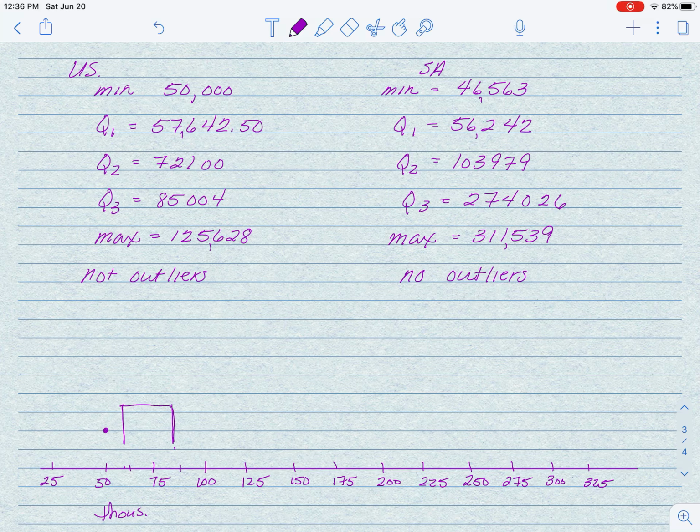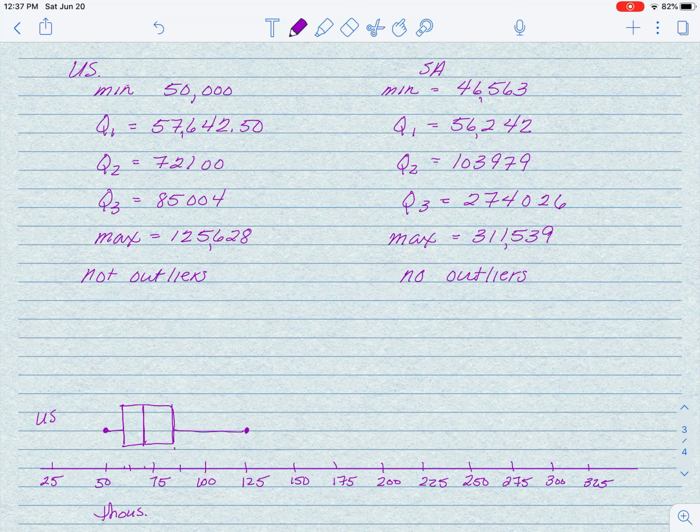Okay, and then we're going to make a box out of that. And we're going to put the Q2 in there. So Q2 is 72. So let's see, 25, 62 and a half, 72, someplace right in here is 72. And the maximum is 125, so a little bit over 125. There we go. So that's the box and whiskers for the U.S.